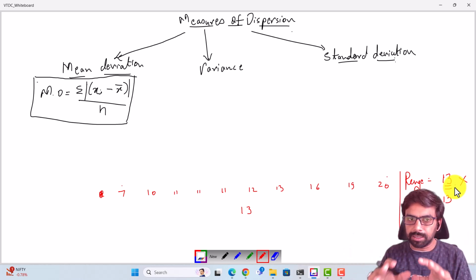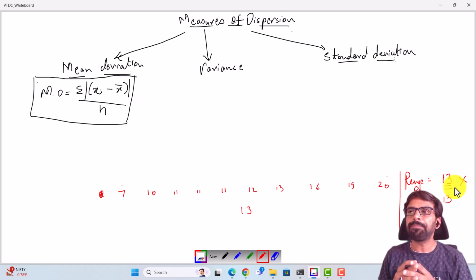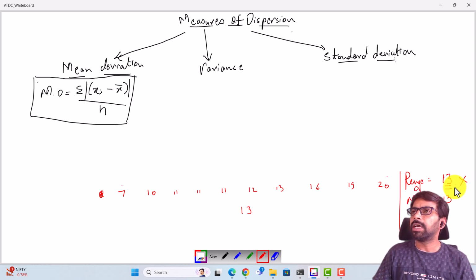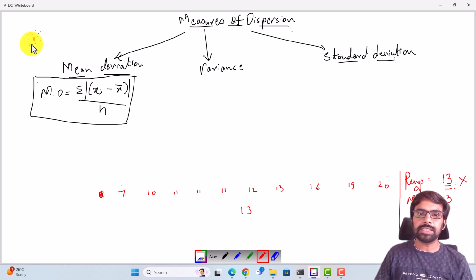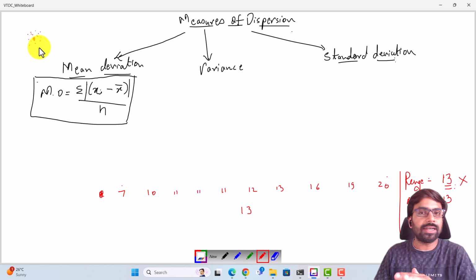Ultimately, in dispersion, what I'm trying to find out is how spread my data is, because I think we have already seen this in previous videos that if there is a mean like this and if there are data points like this, which are close enough around the mean, I can say that this is data which is not very well spread. So the central tendency can be a better representative of the entire data.